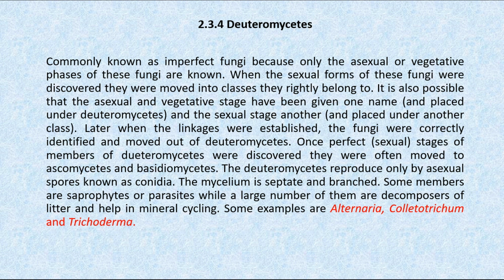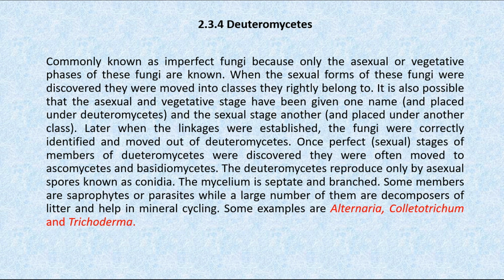When the sexual forms of these fungi were discovered, they were moved into classes they rightly belonged to. It is also possible that the asexual and vegetative stage have been given one name, and placed under Deuteromycetes, and the sexual stage another, and placed under another class. Later, when the linkages were established, the fungi were correctly identified and moved out of Deuteromycetes. Once perfect, sexual stages of members of Deuteromycetes were discovered, they were often moved to Ascomycetes and Basidiomycetes.